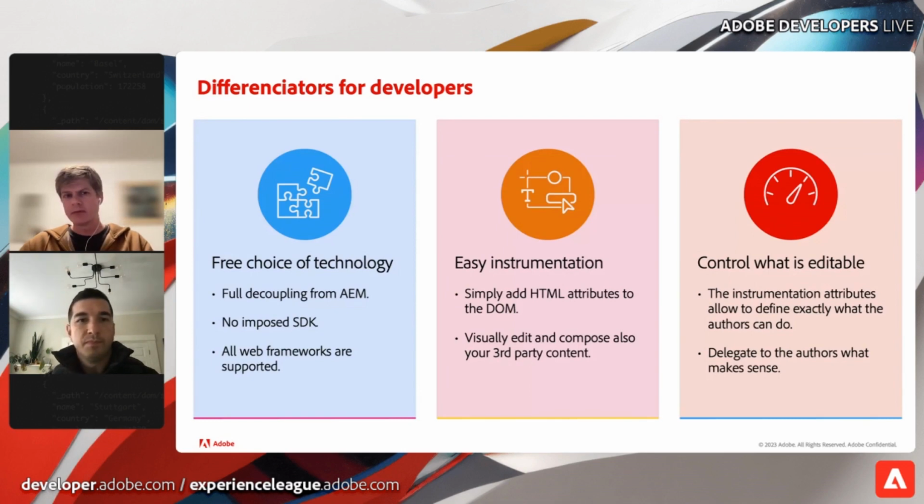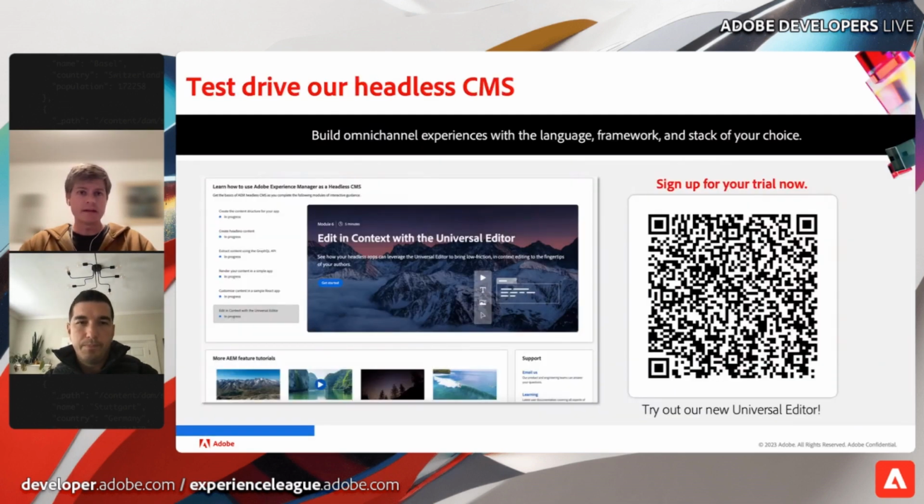As a developer, you have free choice of technology. We talked about that. No SDK is imposed. You can take your existing application and instrument it with the editor. It is actually quite straightforward to instrument it. It's not a big deal. And you can really also, as a developer, control what is editable. That's important. Just because your content comes from pages doesn't mean your authors need to be able to drag and drop things around. It's really up to you to let authors edit what you think makes sense for them. You can control that in a very fine-grained manner. So that's it. Go ahead to this URL so that you can try out the Universal Editor.